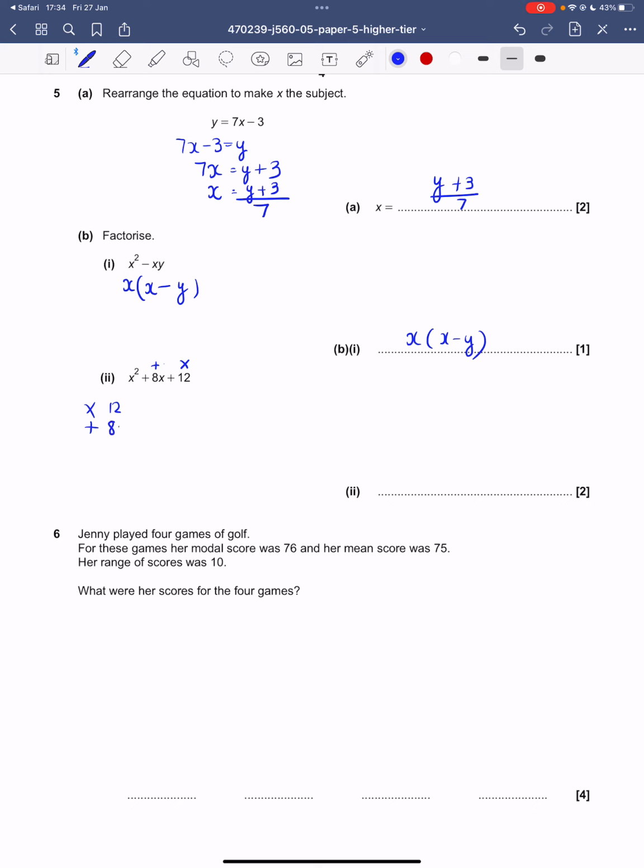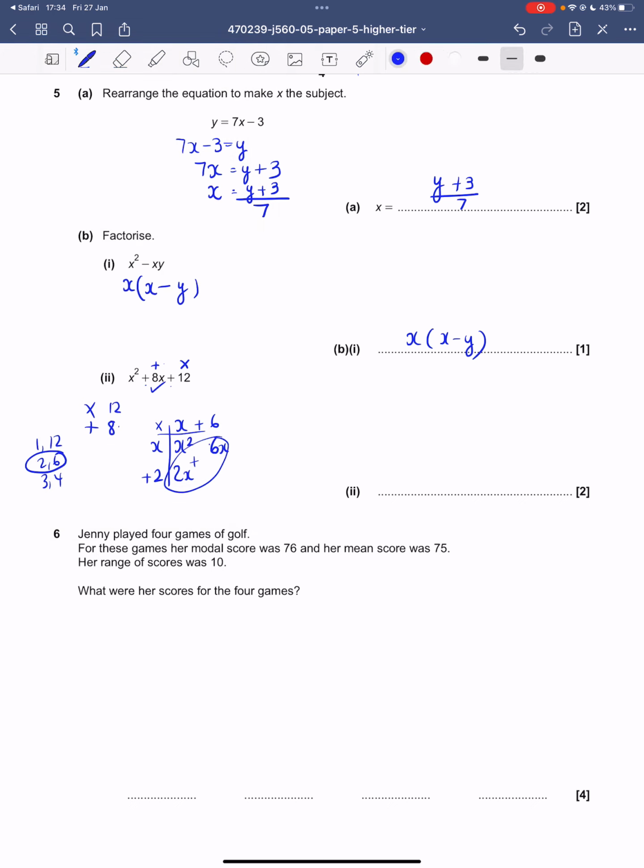When it's plus and plus, we don't have to worry about negative numbers. So it's either 1 and 12, 2 and 6, or 3 and 4, and our answer is going to be 2 and 6. So the check: x plus 2 times x plus 6, that's x squared. In this position here, we've got x times 6, which is 6x, and in this position, we've got 2 times x, which is 2x, and they add to give us the 8x that we want.